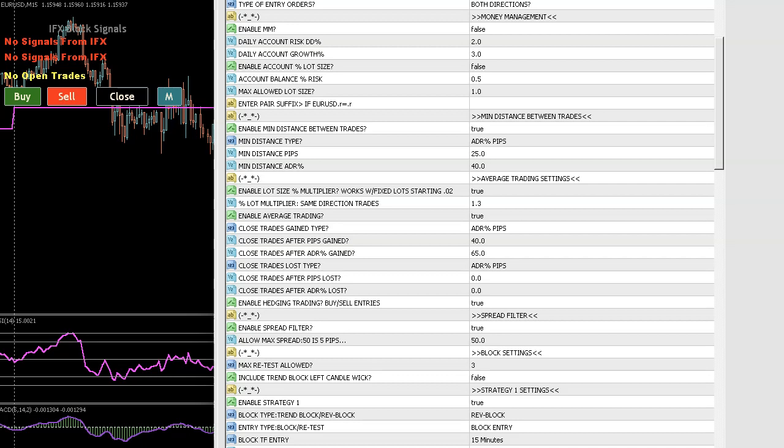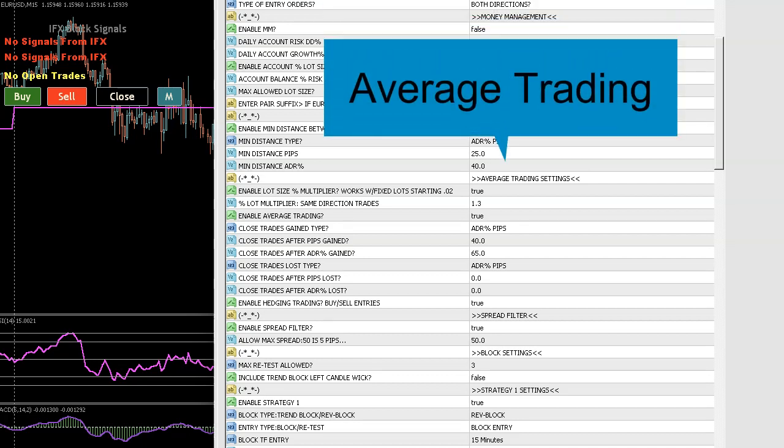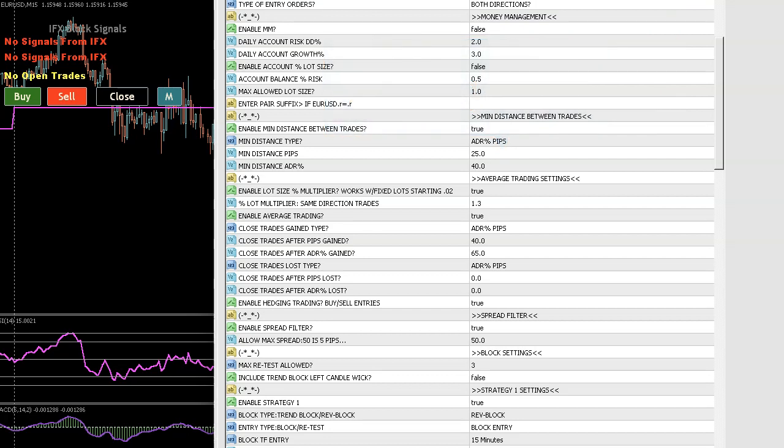And today we're going to talk about something very interesting. We're going to talk about average trading. How do we do average trading, and how is it going to be beneficial to a trading system? Okay, so we're going to do some examples of what the benefits are of having a stop loss and not having a stop loss.